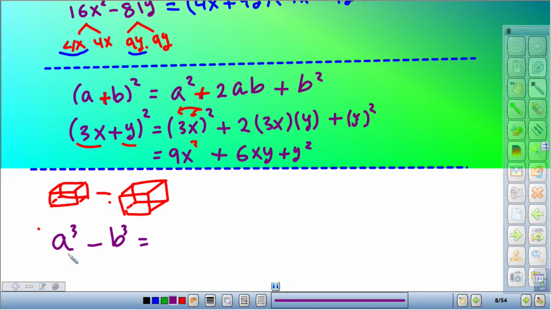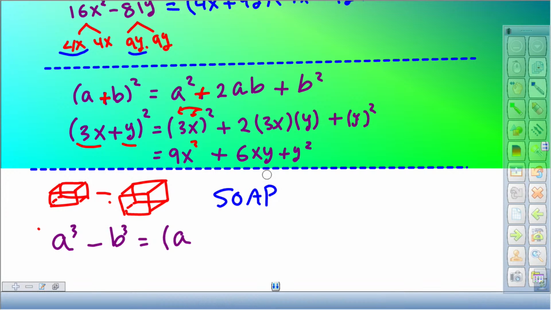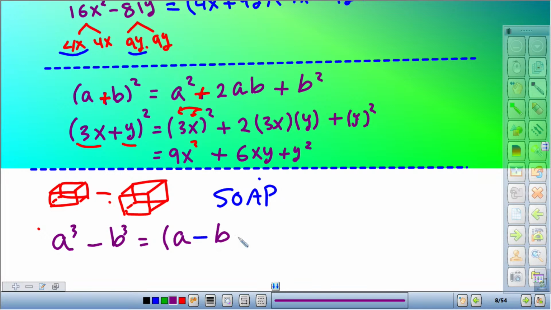This is going to equal a, and I'm going to use SOAP for this one. SOAP helps me keep track of the signs. S stands for same, so whatever I start with, that's going to be the same. That's the negative, and then you have the b. So basically a minus b, that's the first parentheses or first factor. The second factor is going to be the a squared. Whatever the first item is, it's going to be squared.